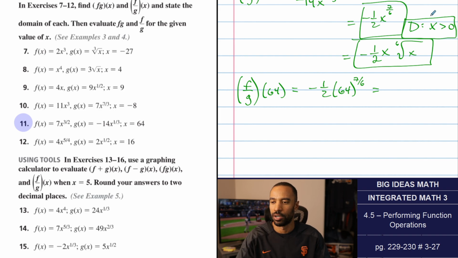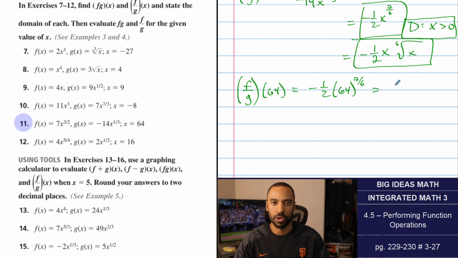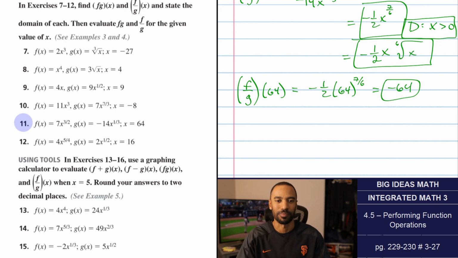Oh, negative 64. There's probably a reason why I should have known that. Oh, yeah, 6th root of 64 is 2. Oh, yeah, I could have done that here. Half of 2 is negative 30, so negative 32 times 2 is negative 64. See, I would have done better with this one. There it is. I would have done better with that one.